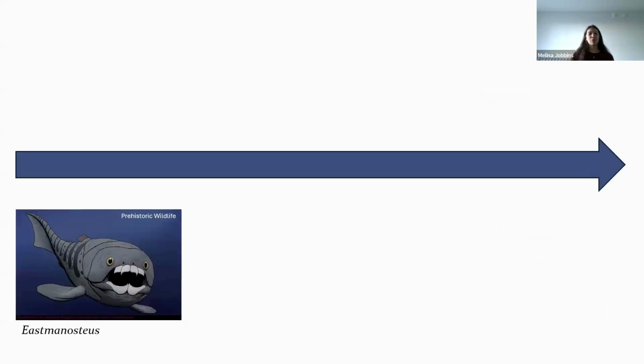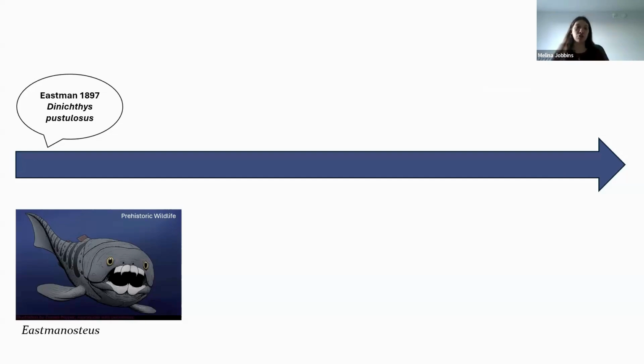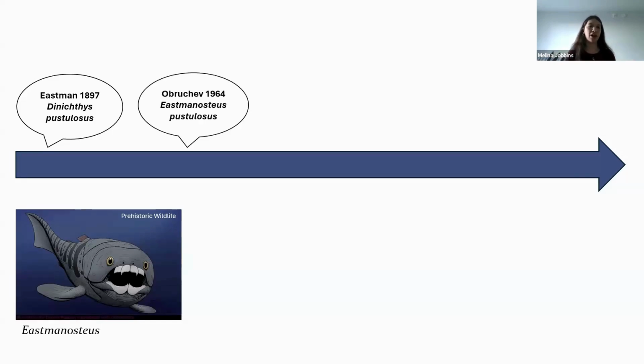And we're going to jump right into the Eastmanosteus story. It was first introduced in the 19th century, so some time ago, as a different genus called Dinichthys. But it was quickly realized that Dinichthys has so many species put into it that it became what we call a wastebasket. So there were many other genera actually included in this, which are not Dinichthys, including, for example, Dunkleosteus and our little guy, Eastmanosteus, which was then renamed half a century later.